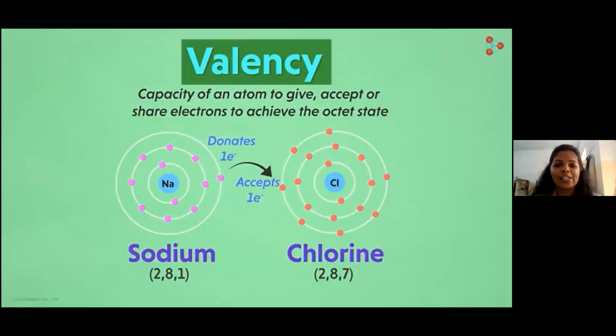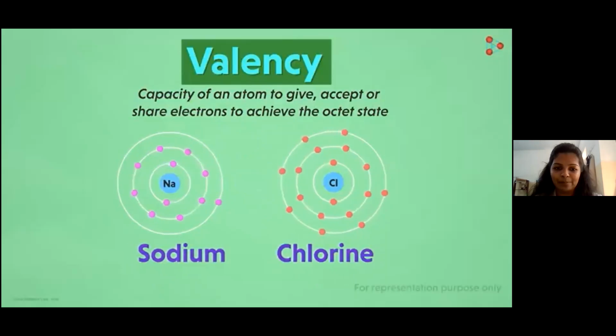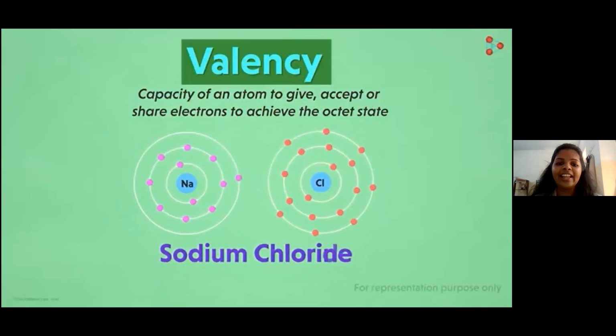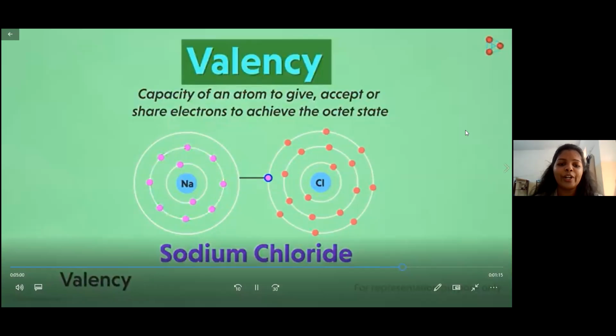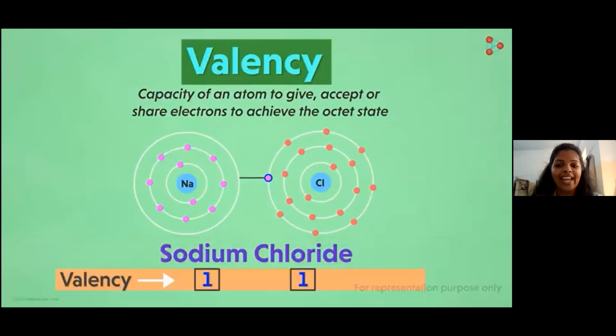So this is the case of donation and acceptance. And it forms sodium chloride. We already know that it is the common salt. So the electronic configuration of sodium becomes 2, 8 and chlorine becomes 2, 8, 8. Both of the valency is 1.